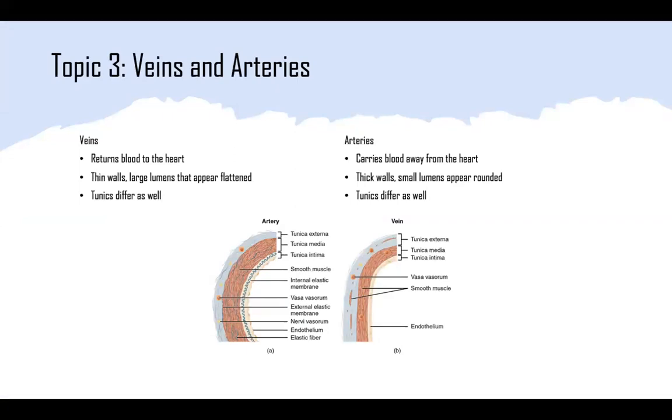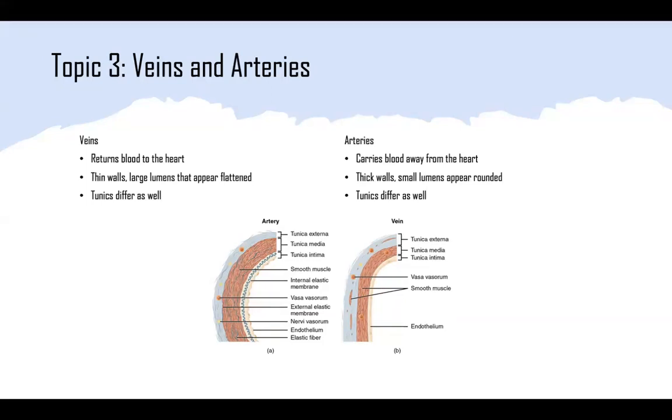And now we're going to be moving on to topic 3. We did talk a bit about veins and arteries in the beginning of this, but now we're going to be getting into the difference between the two. To begin, veins return blood to the heart, as opposed to arteries, which carry blood away from the heart. Veins also have very thin walls, and their lumens or openings are large and will appear flat, whereas arteries have thick walls and small lumens that will look rounded.